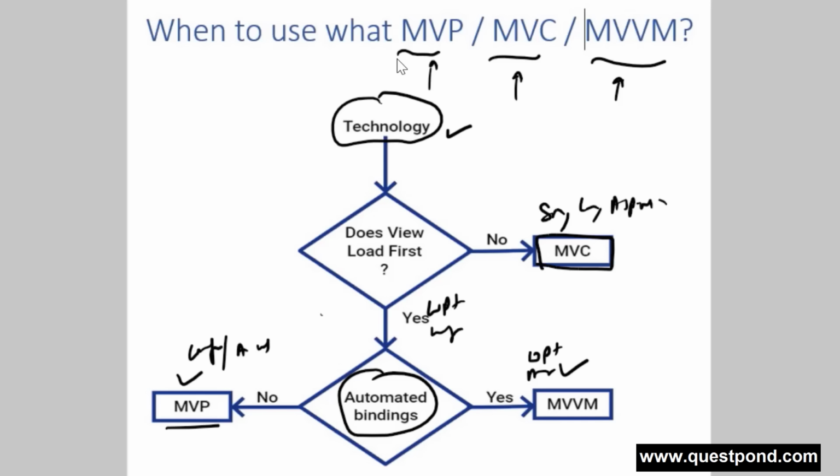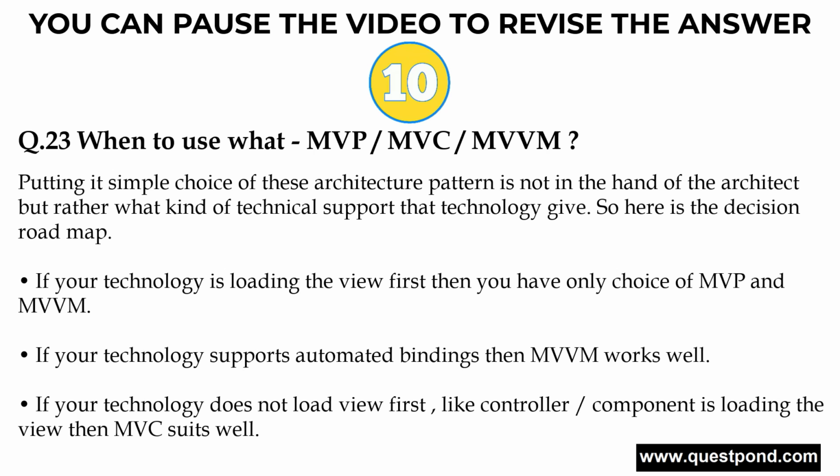So, when do you choose what? It depends on the technology. If the technology supports automated bindings, MVVM. If the technology does not support automated binding, MVP. If the technology supports loading of the view later on through the code, then you can go with MVC.